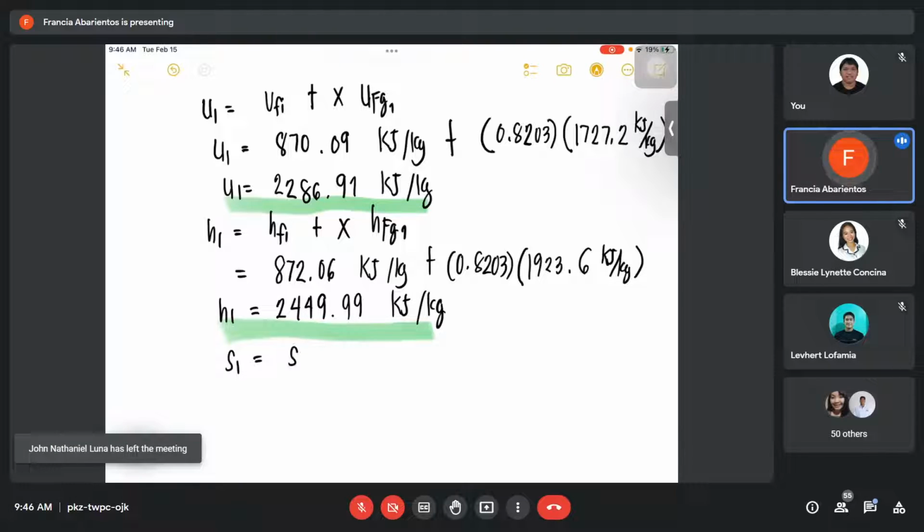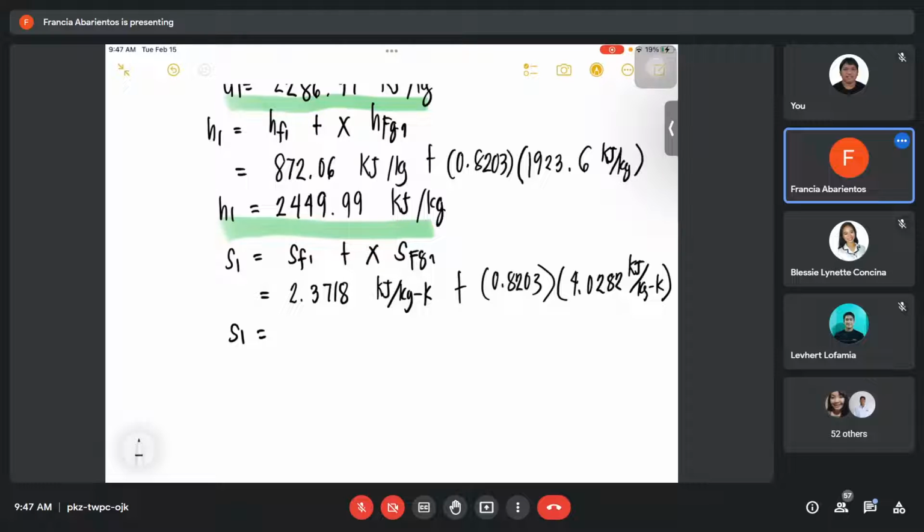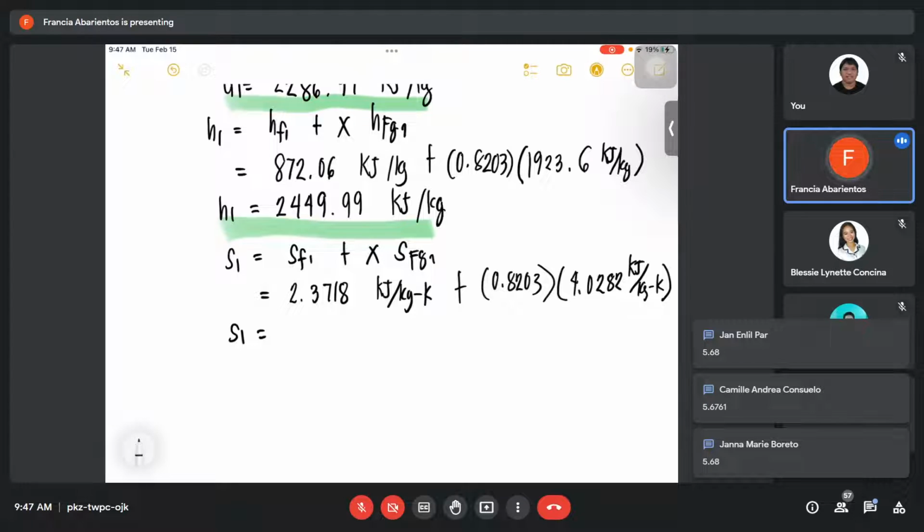Entropy. At point 1, we have the saturated liquid line, the entropy at the liquid line at point 1 plus the quality times the latent heat of evaporation, or yes, SFG at point 1. We have now 2.3718. Ano yung unit ng entropy? Kilojoule per kilogram Kelvin. Plus yung quality natin na 0.8203 times SFG 4.0282 kilojoule per kilogram Kelvin. So this is now your entropy at point 1. Huwag kakalimutan yung unit. 2.3718. Ayan.